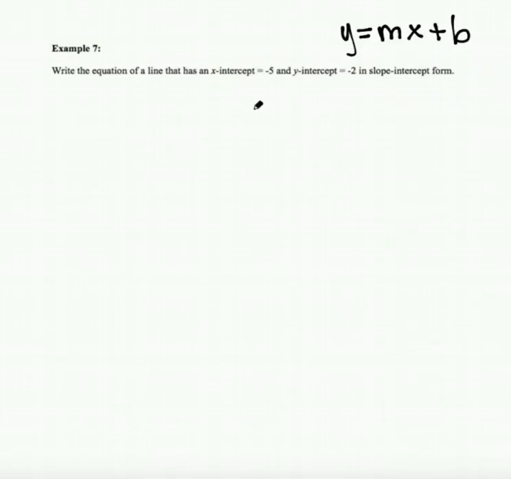All right, refresher of x-intercept. An x-intercept is where the graph crosses the x-axis. And so we need to take that information, which we know the x-intercept is -5, and we want to write that as an ordered pair. So that really gives us the ordered pair -5, 0. Okay? Now, the y-intercept is -2. So just like we did with the x-intercept, we want to write that as an ordered pair. That is the ordered pair 0, -2.